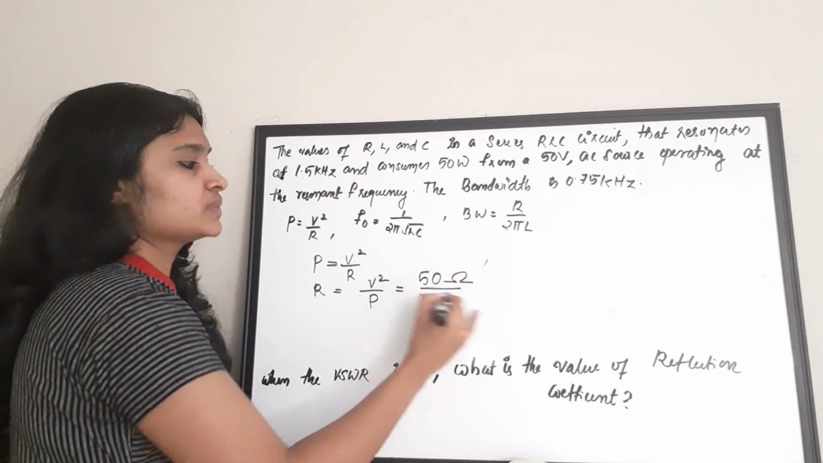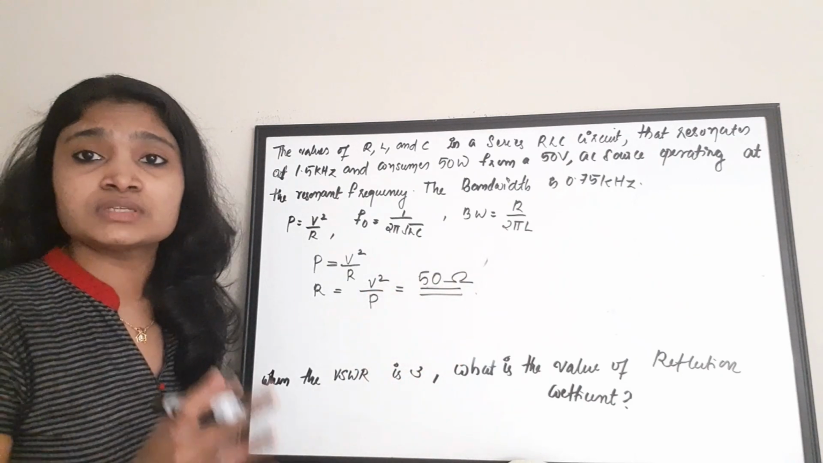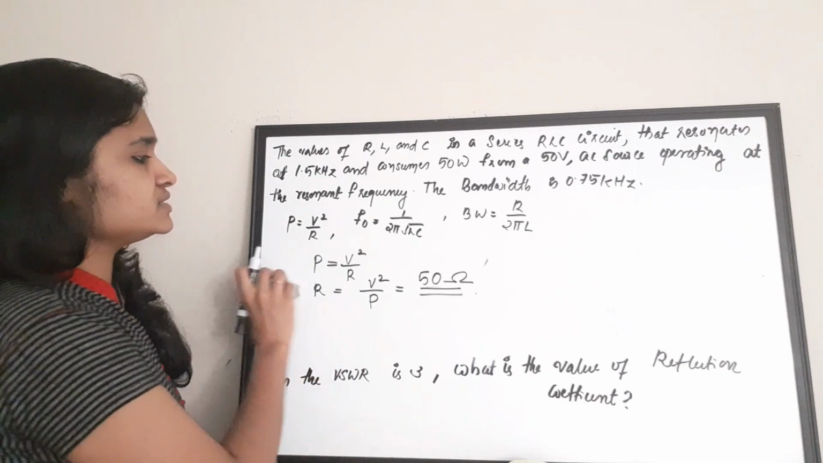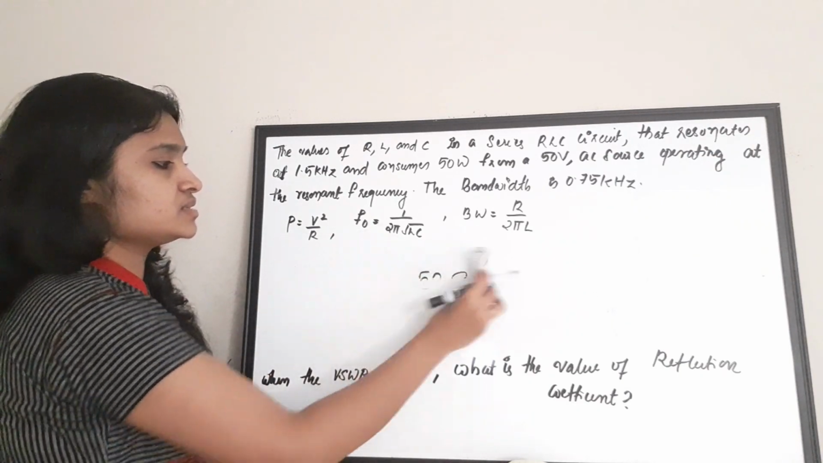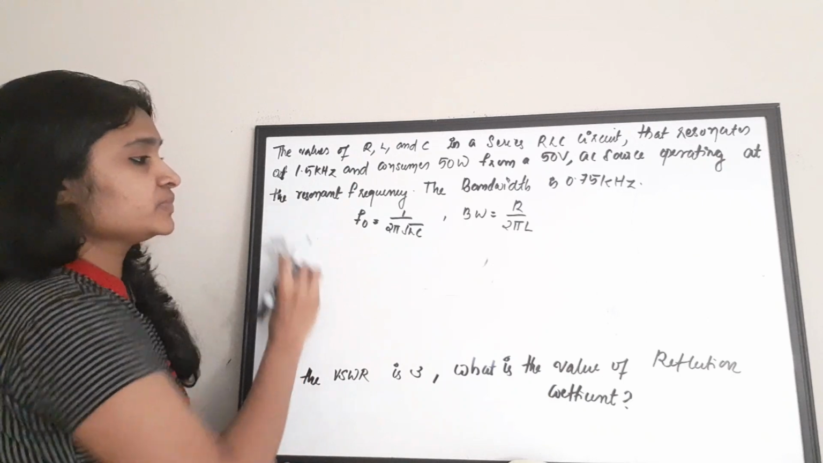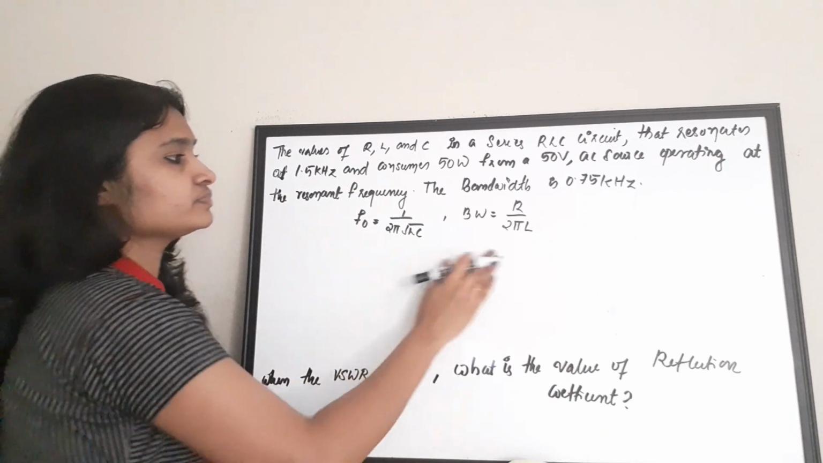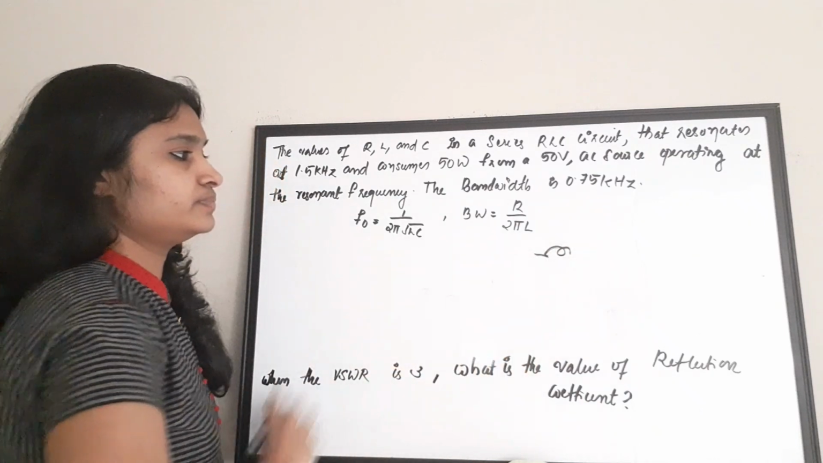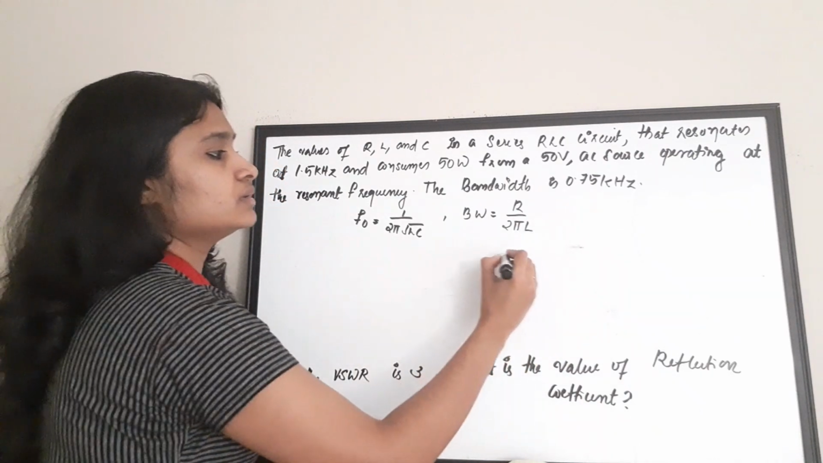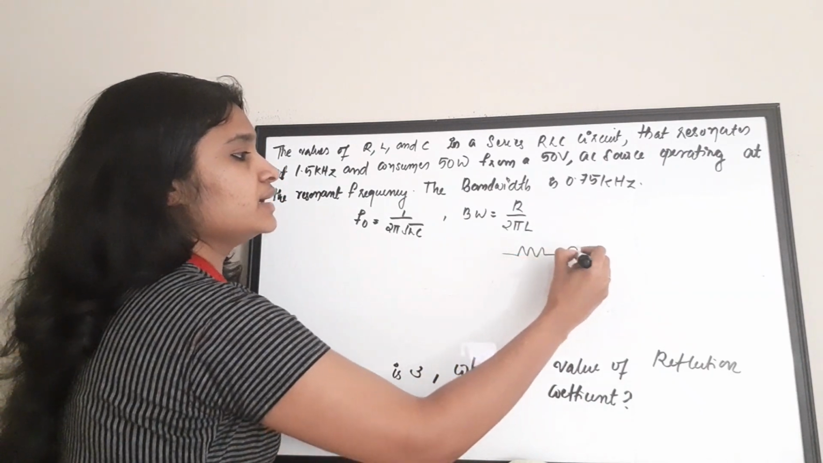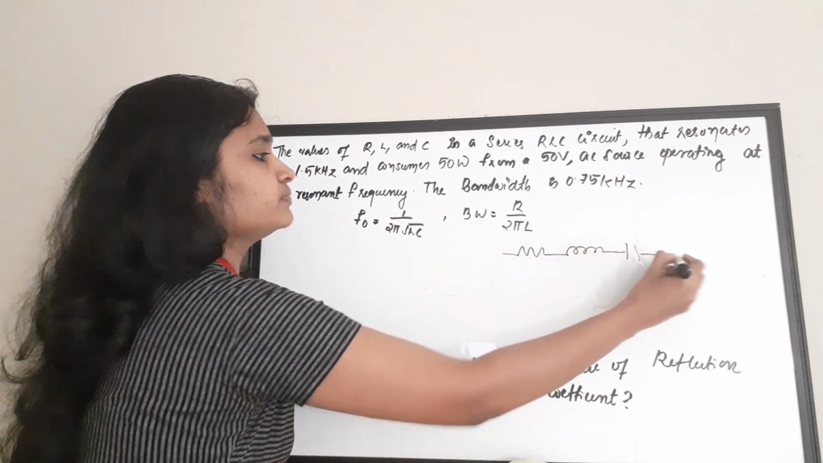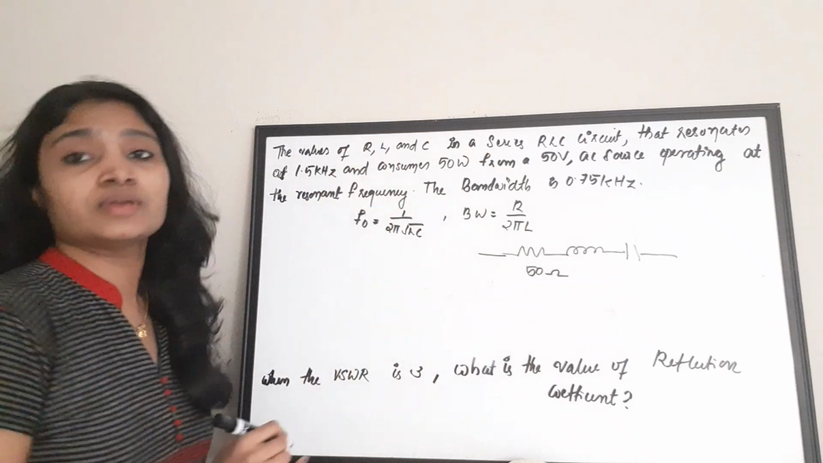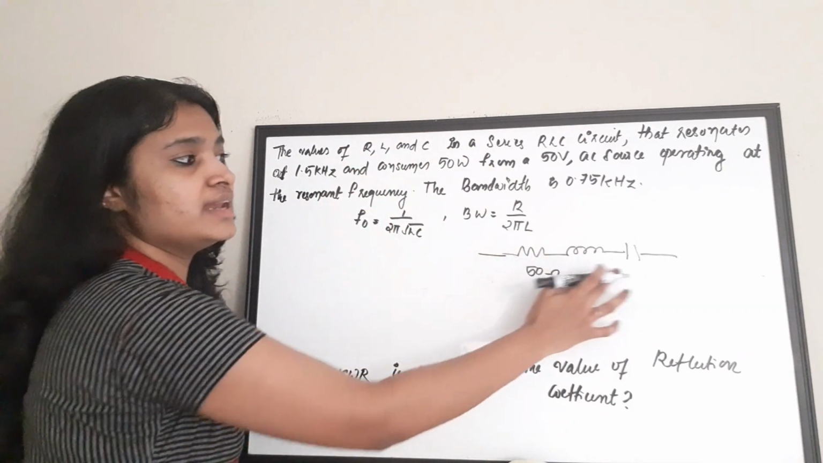The basic theory of the resonance circuit I have explained in that video, so please do watch that video. So R is the resistance value we have obtained. We'll draw a figure here: R, L, C. So we have obtained R as 50 ohms. Next we need to find the values of L and C.